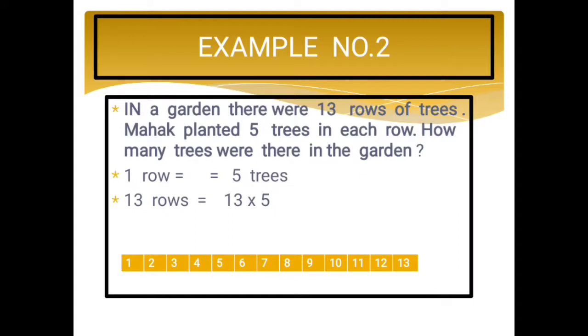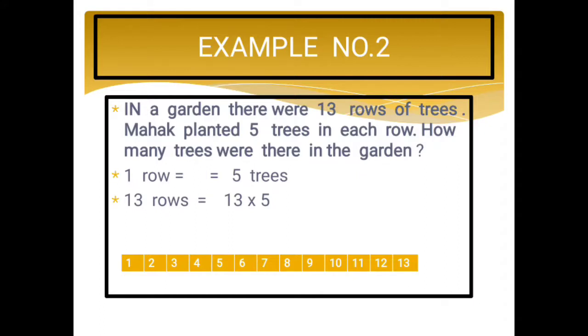Now again the same concept. It's given only one row: in one row, how many trees? 5 trees. And they're asking how many trees were there in the garden. And how many rows do we have? 13 rows. So again the same concept, the same statement. One row is equal to how many trees? 5 trees. Then 13 rows is equal to 13 into 5.